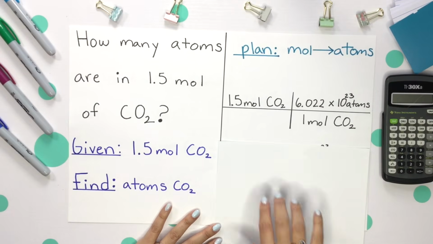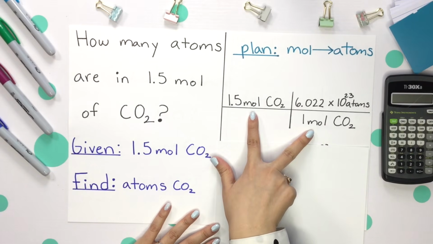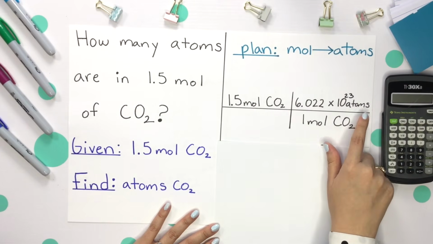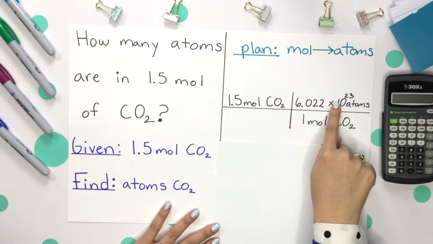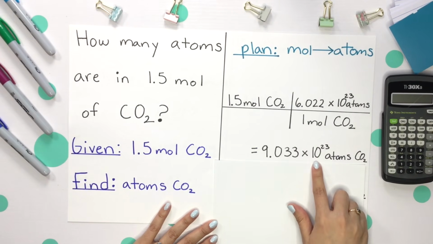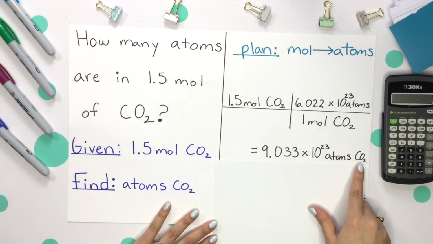Always starting with your given on top, aligning your units across so they can cancel, and we'll place Avogadro's number on top to get that atoms. Multiply straight across, and you get 9.033 times 10 to the 23rd atoms of CO2.